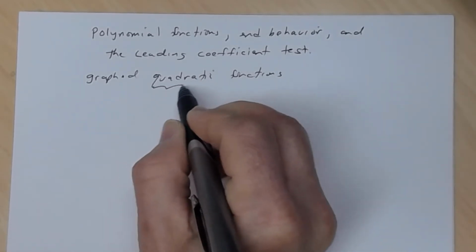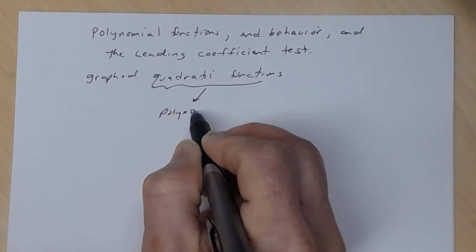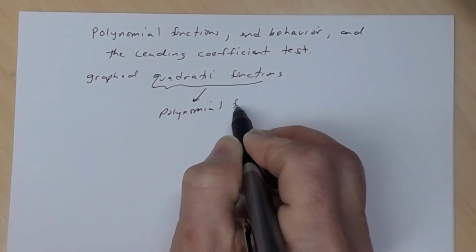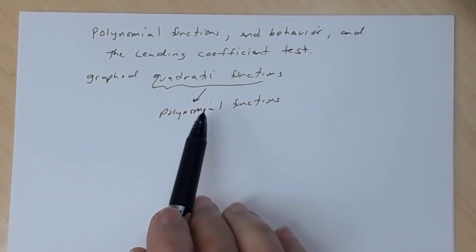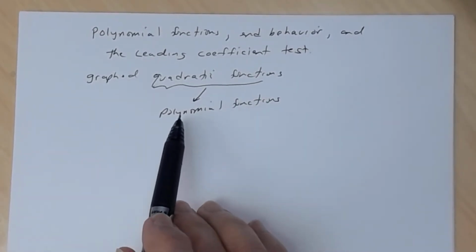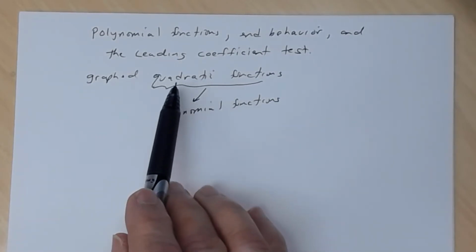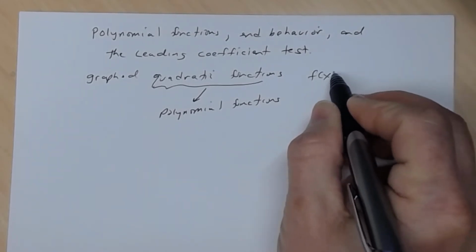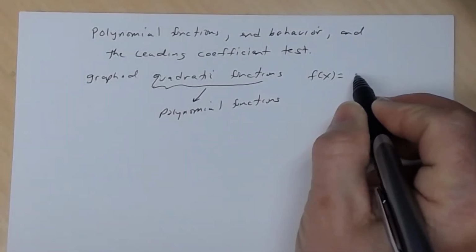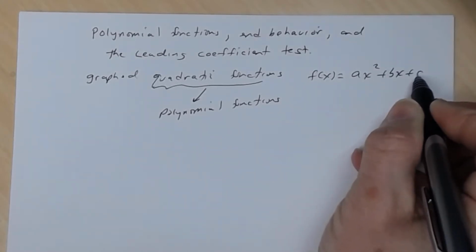Remember, these quadratic functions were polynomial functions. So these are considered polynomial functions. Now, before we give a definition of what a polynomial function looks like, just remember what a quadratic function looks like. A quadratic function has this form: f of x equals ax squared plus bx plus c.